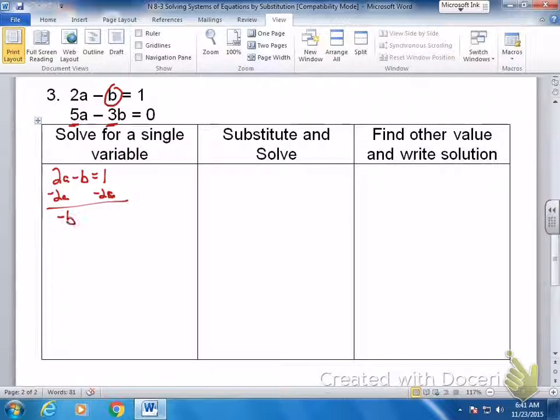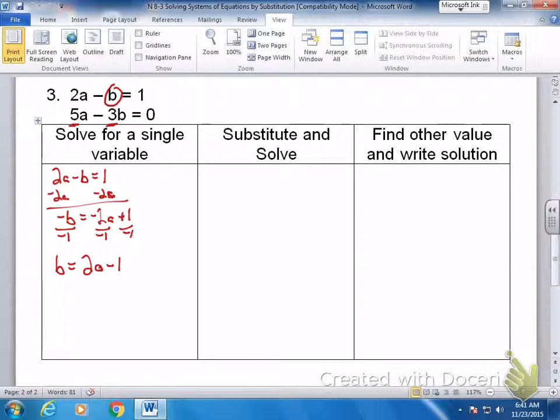Now I've got negative B is equal to negative 2A plus 1. Now I can't have negative B, so I'm going to divide every piece by negative 1. You could also multiply every piece by negative 1. And I get B equals positive 2A minus 1. So now I've solved for B.